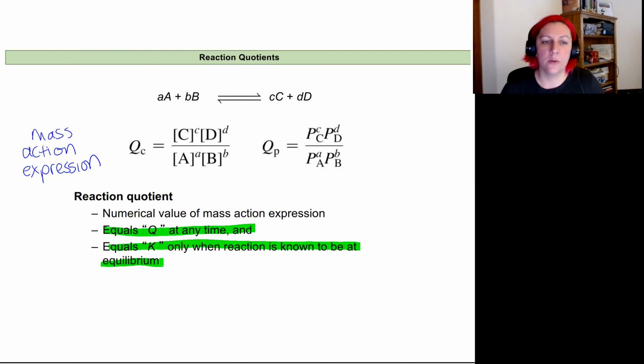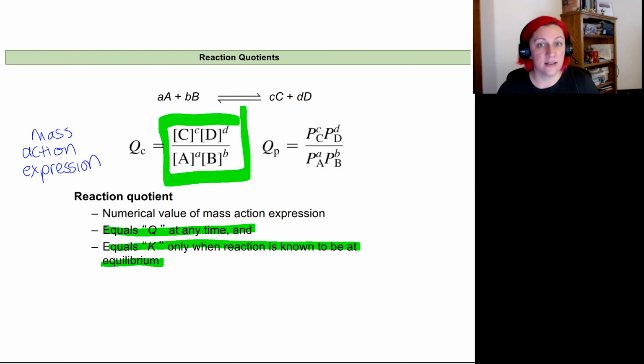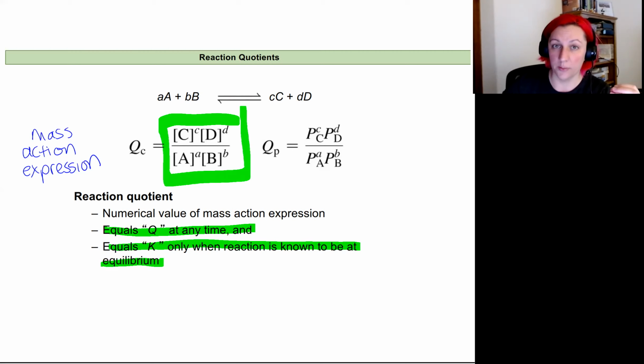And so really it's this ratio right here that we're looking at of the mass action expression. It's going to allow us to decide which way the reaction's going to go if it's not quite at equilibrium to reach it. And by that, I mean, will more reactants form to reach equilibrium, or will more products form to reach equilibrium in a ratio, right? So we'll just make a quick note here.